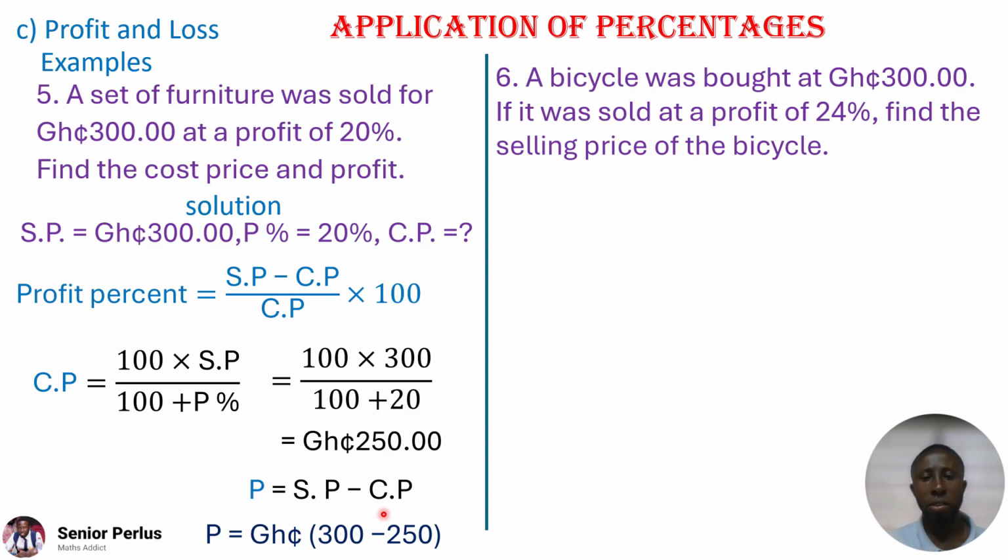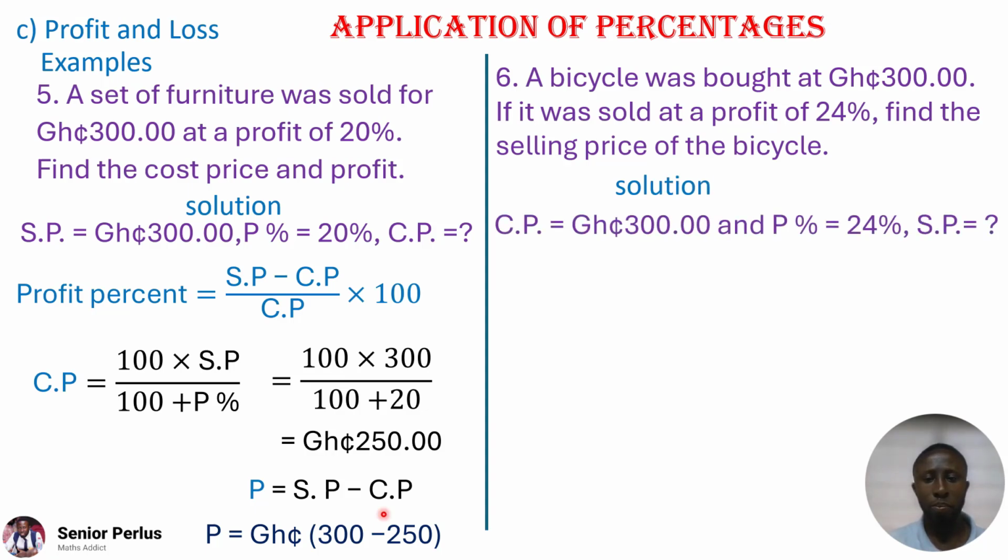A bicycle was bought at 300 Ghana cedi. If it was sold at a profit of 24%, find the selling price of the bicycle. Here too, we are given the cost price and the profit percent, 24%. Please watch here. You have 20%, but there's no percentage sign here. Why? Because there's already 100 there, so the percentage has already been catered for. No need for you to say 20%.